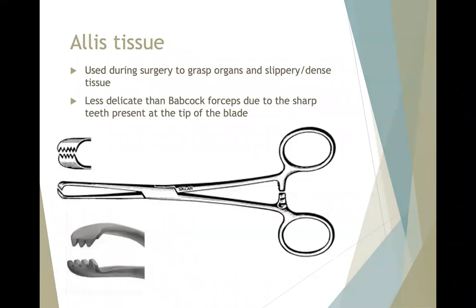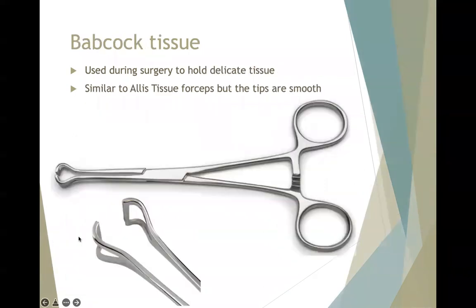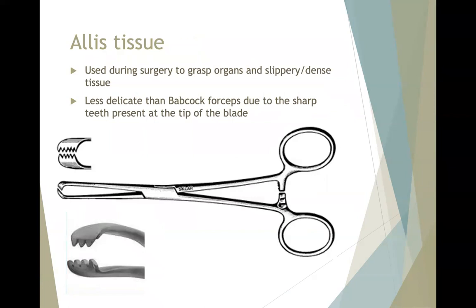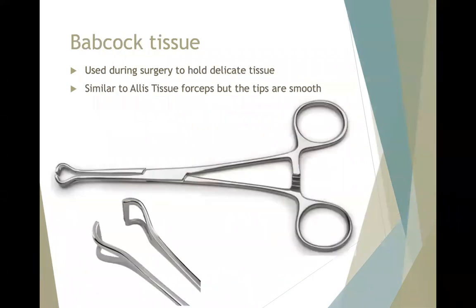But they are in the same family. At a glance, they look exactly the same, but looking up close, examining the tip of the jaw, we can see that there are minute differences there. And it would be very detrimental if we used an Allis tissue forceps on very fragile tissue and it just frayed and fell apart. That would be a large problem. So really making sure that we know the difference between the two and what they're used for.